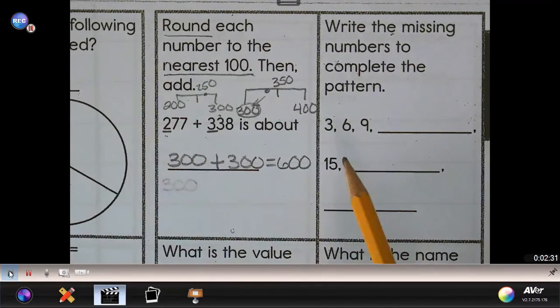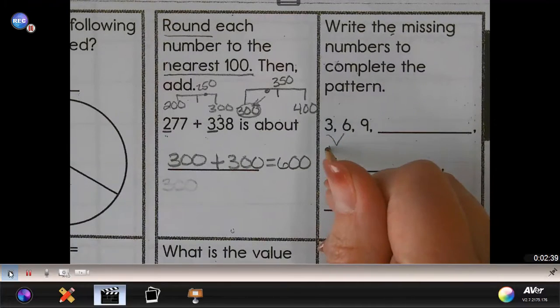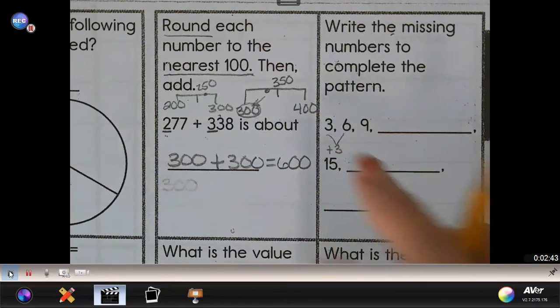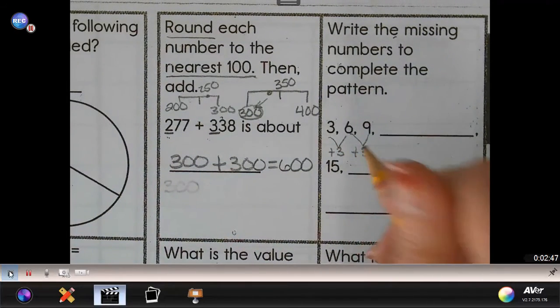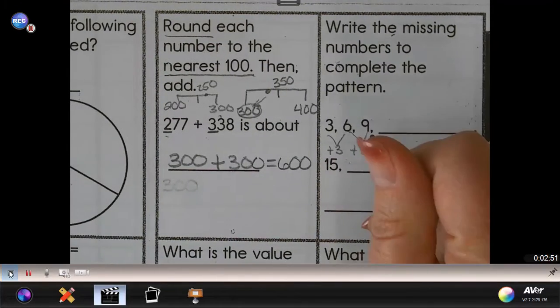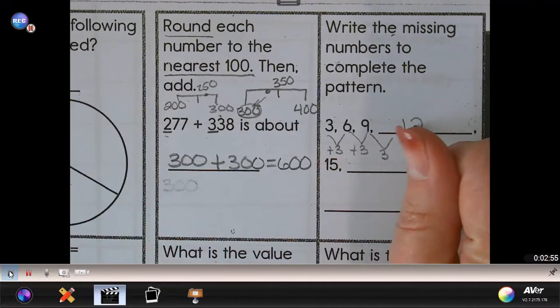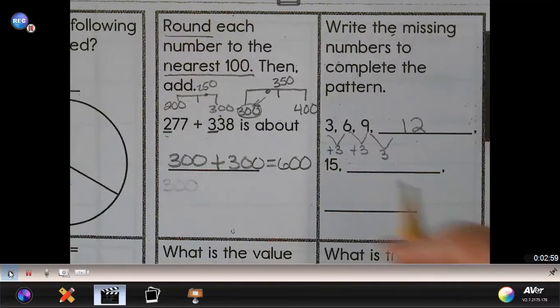Our next problem is looking at a pattern. You will notice that we are skip counting by threes. What that means is we're adding 3 from one number to the next to get our next number in our pattern. So we have 3, 6, 9. If we add 3 more, we would get 12. 3 more would make 15.